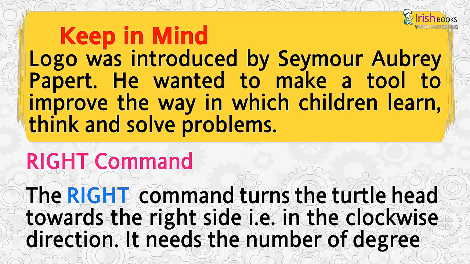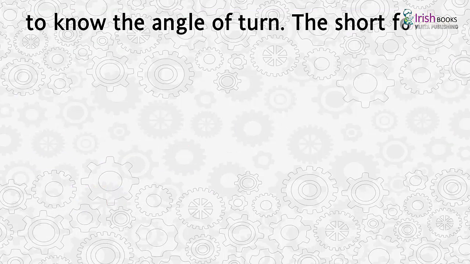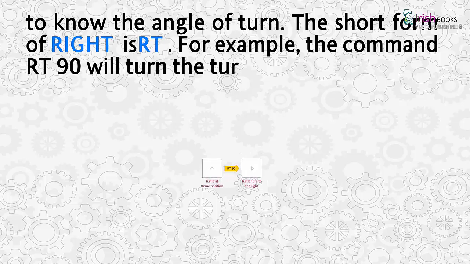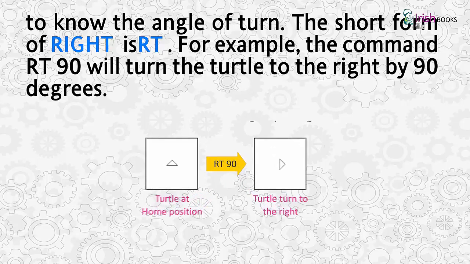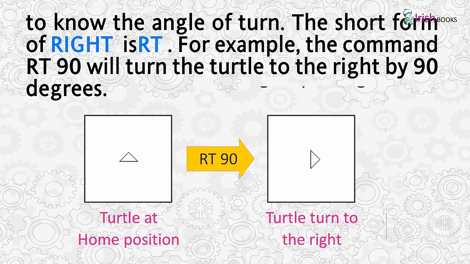Right command. The right command turns the turtle head towards the right side, that is, in the clockwise direction. It needs the number of degrees to know the angle of turn. The short form of right is RT. For example, the command RT 90 will turn the turtle to the right by 90 degrees.